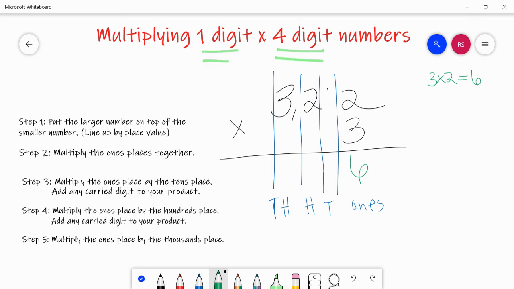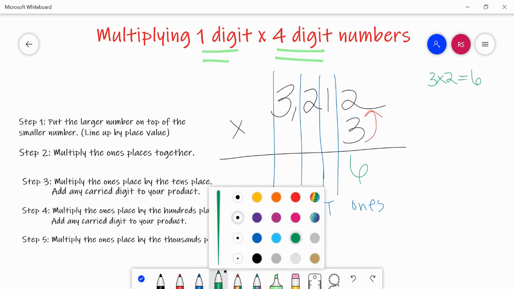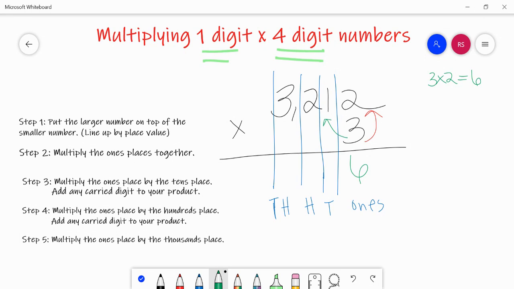All right, so next I'm going to multiply my ones place by the tens place. So I'm going to multiply 3 times 1. I'm just going to draw some arrows for everybody to see. First, we did 3 times 2. Now we're going to do 3 times the digit in the tens place, which is a 1. So 3 times 1. I know that 3 times 1 is 3, so I just bring the 3 down.